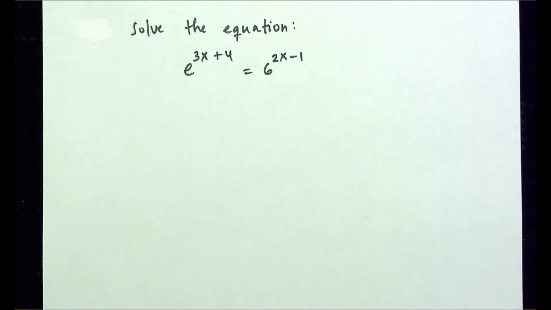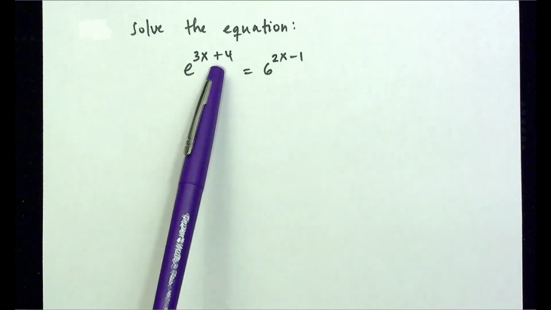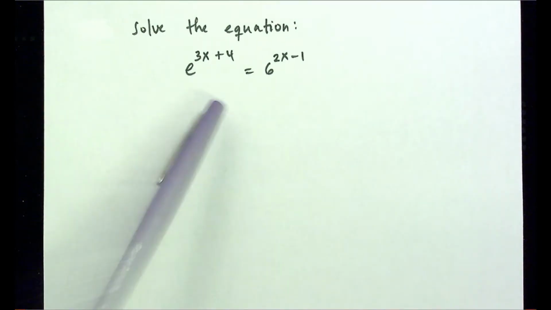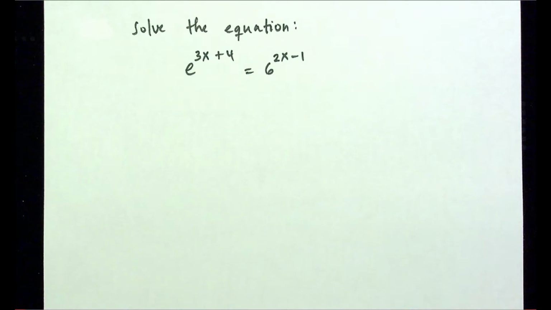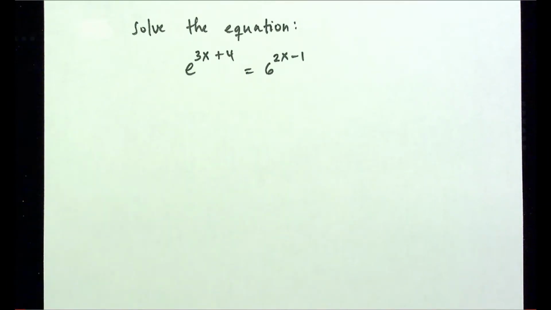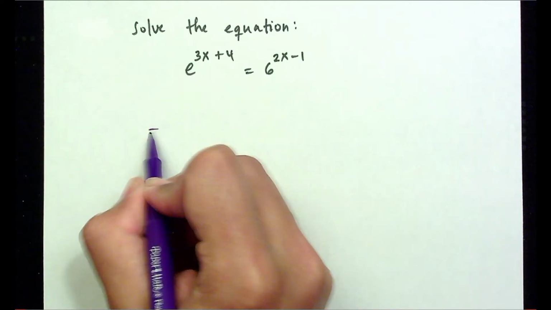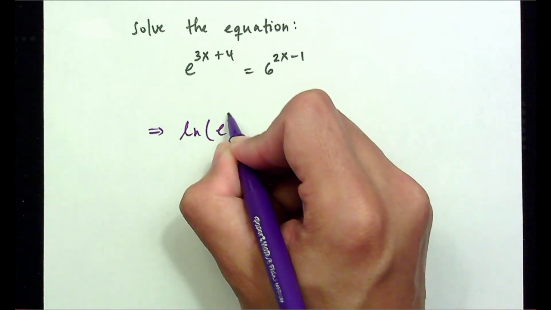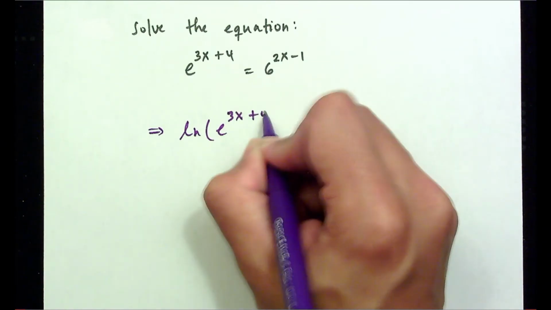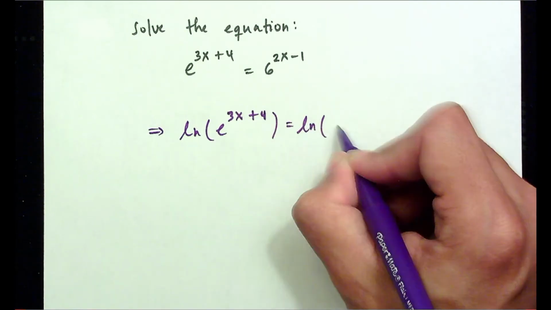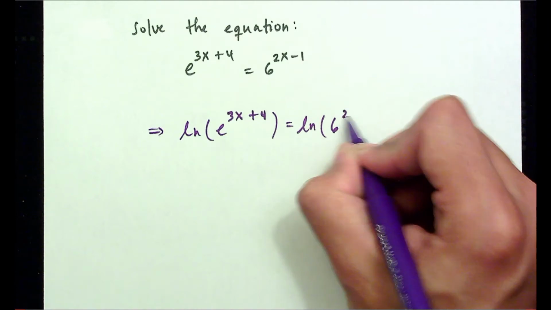Solve the equation. This is an exponential equation because the variables are in the exponent part of the expression. Remember, the trick for solving exponential equations is to bring the exponents down by taking ln on both sides. So the first thing we're going to do is take ln on both sides. This is going to be ln of e to the 3x plus 4 equals ln of 6 to the 2x minus 1.